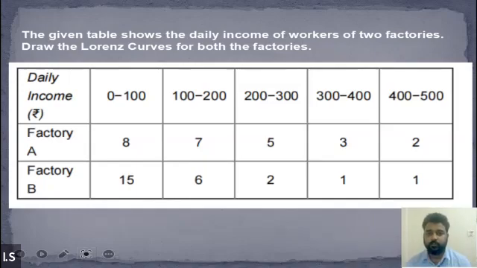All right, Alexander. So this is the question. We have the daily incomes here in terms of class intervals 0 to 100, 100 to 200, 200 to 300, and like this. Factory A and factory B are there. And we need to present the information in the format of the Lorenz curve. So in this question, you have to prepare two Lorenz curves for factory A and factory B. It is written in the question that the given table shows the daily income of workers of two factories. Draw the Lorenz curve for both the factories. So we need to prepare two Lorenz curves. Got it?